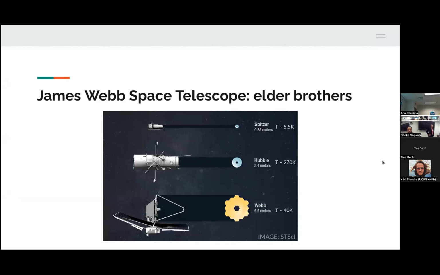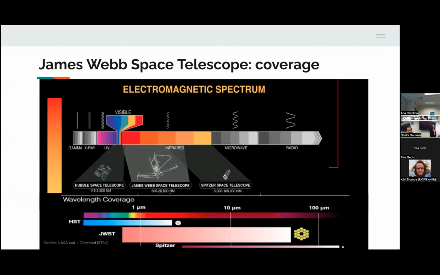In comparison with other space telescopes, Webb has a larger primary mirror, almost 7 meters in diameter. Hubble has 2.4 meters and Spitzer less than 1 meter. And the temperature is intermediate between them. With JWST, we have access with high resolution to wavelengths from 0.6 to 28 microns. And this range was not covered before.